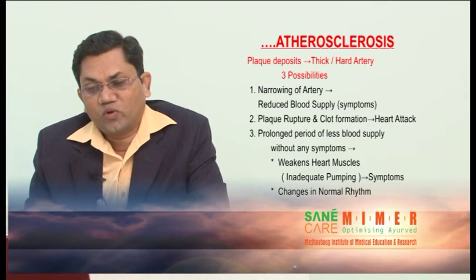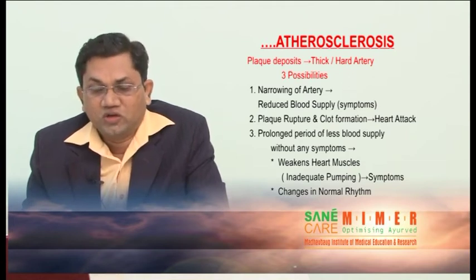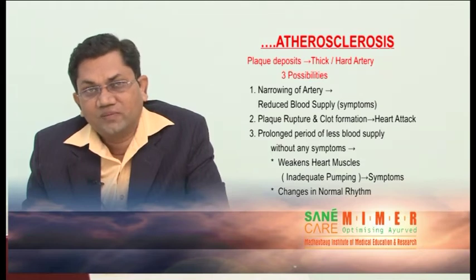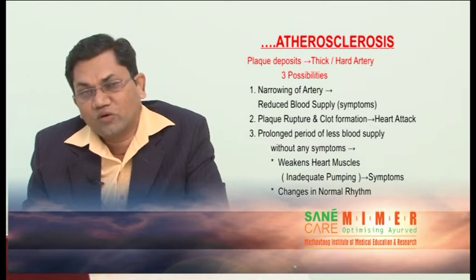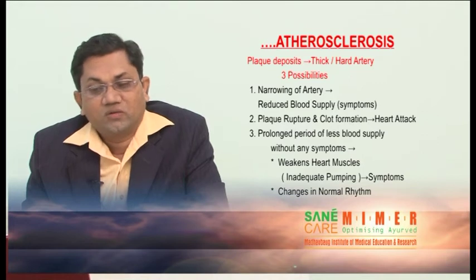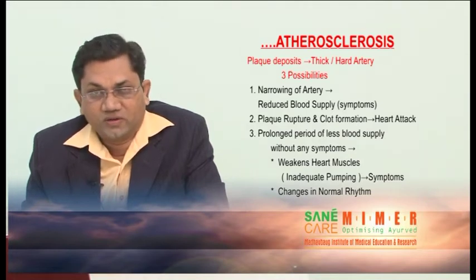What are the three possibilities after having atherosclerosis? The first possibility is that it will narrow the artery. It means there will be a reduction of blood supply, and that may cause symptoms or may not cause symptoms. What is another possibility of atherosclerosis? That is rupture of the plaque and clot formation.